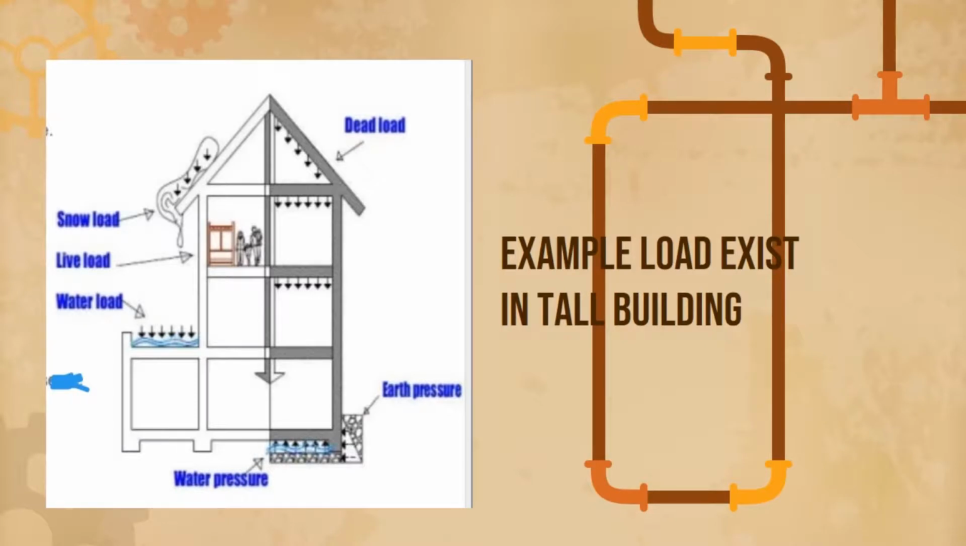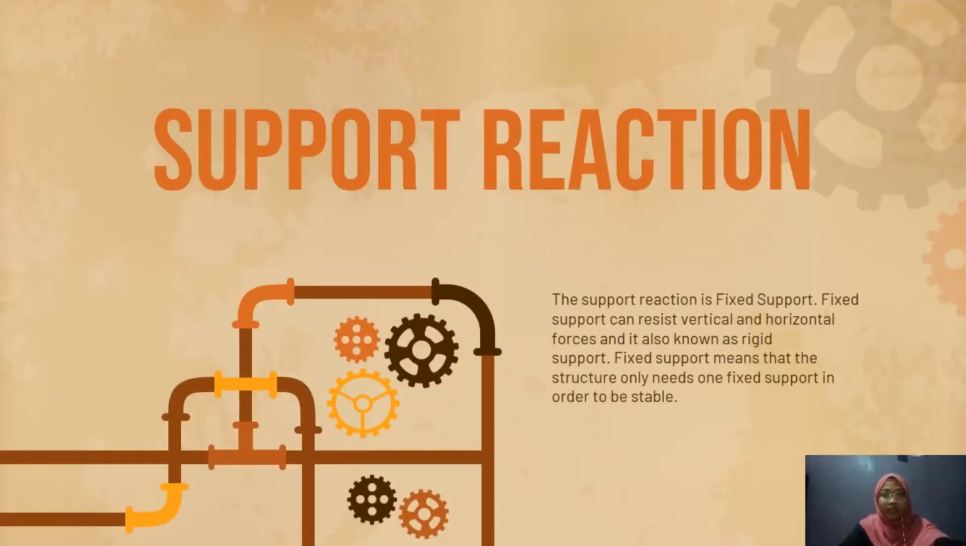Example loads exist in tall buildings. Support reaction for a tall building is fixed support. Fixed support can resist vertical and horizontal force. It is also known as rigid support. Fixed support means that the structure only needs one fixed support in order to be stable.